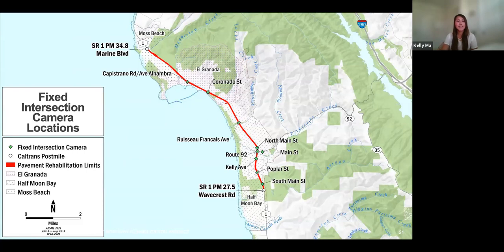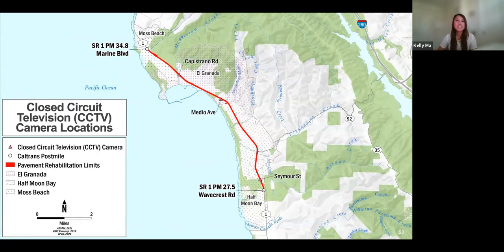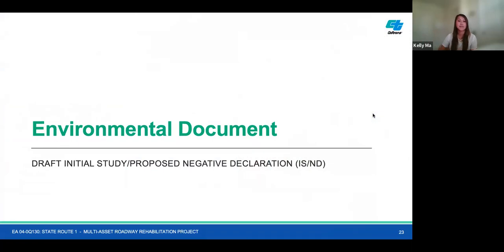And in the next slide, we go over our CCTV locations. There are 3 CCTV cameras proposed on this project, and they are at Seymour Street, Medio Ave, and Capistrano Road. For the next few slides, I'll hand it over to Dylan Becker to go over the environmental document and the next steps.